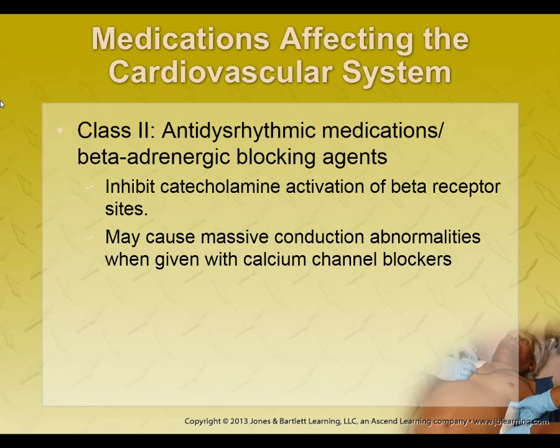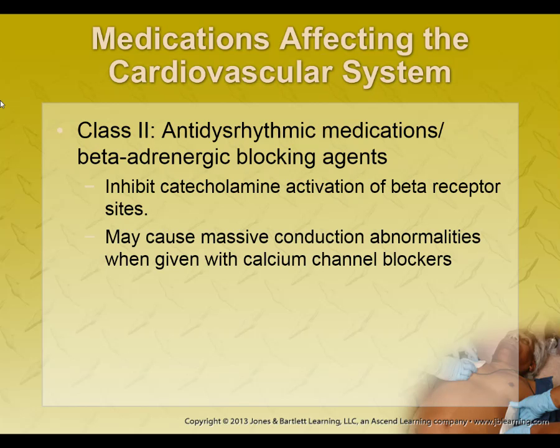Class 2 antidysrhythmic medications are adrenergic blocking agents, and they inhibit catecholamine action. Catecholamines activate beta receptor sites, and if they're not working appropriately, due to the patient being on a calcium channel blocker, they can cause really big conduction abnormalities.